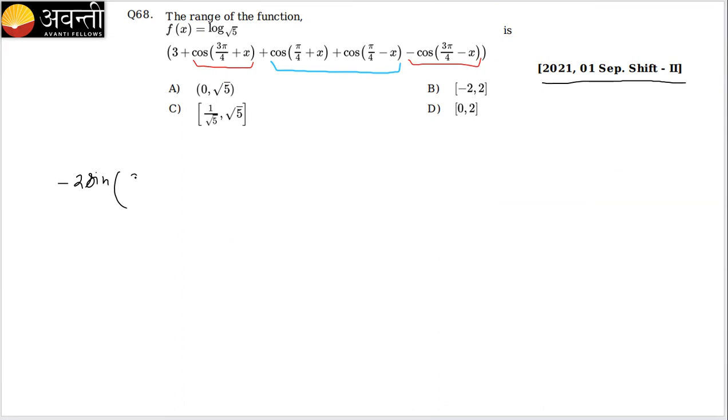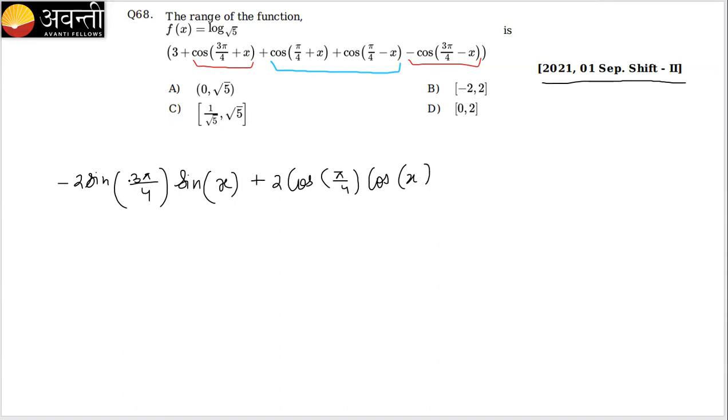So 3 pi by 2 by 2, I'll get 3 pi by 4 minus 2 sine and sine. Then I'll subtract the angles. If I subtract the angles, I'll get sine x plus... Here cos plus cos. Cos plus cos is 2 cos this plus this, so pi by 4 into cos this minus this, means x.